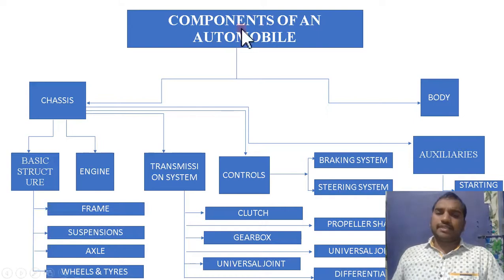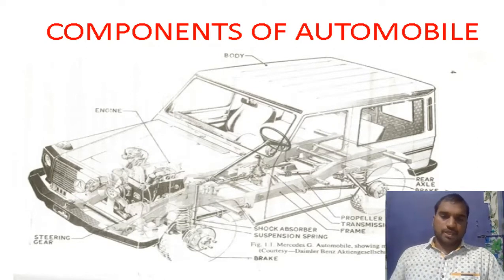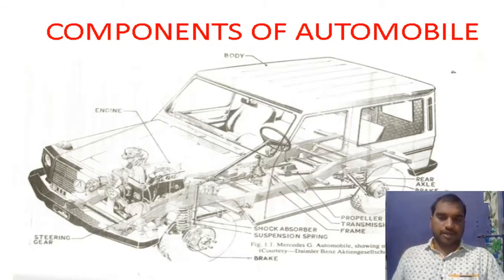Right. So these are the components of an automobile. So in brief, we will discuss now. If you observe here, this is the diagram related to the components of an automobile. In this diagram, you can observe different parts are there. Right. So first we will go for the combination of two parts. An automobile is a combination of two parts. One is the chassis and the other is the body. So observe here.